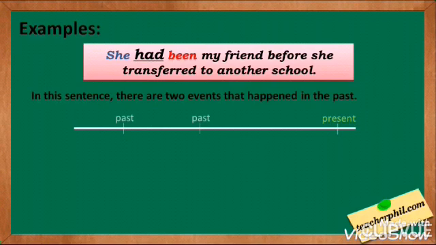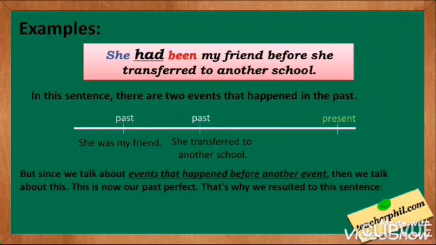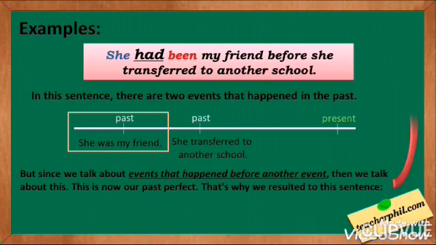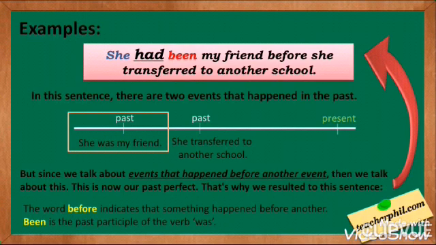So, if we illustrate the tenses, we have the present and we have two actions that happened in the past. The first one, she was my friend, so this is the past perfect, and the second one, she transferred to another school. But since we talk about events that happened before another event, then this is now our past perfect. That's why we resulted to this sentence. So she was my friend, it will be she had been my friend, because this is the first action that happened in the past, and the second one, she transferred to another school.